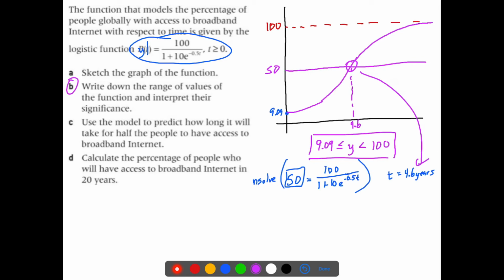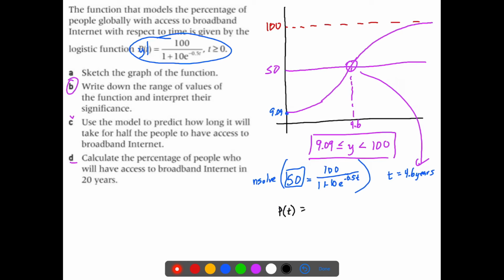Graphing is the way that we used to do everything before we had solve. We just had to learn how to deal with graphs and find intersections and things like that. All right, so we've got the model to predict how long it will take, 4.6 years. And last of all, we've got letter D, calculate the percentage of people who will have access to broadband internet in 20 years.